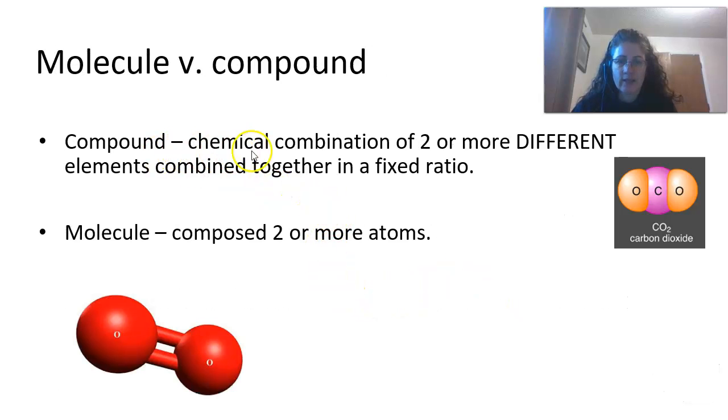So we have this idea again, just as a reminder, that a compound has two or more different atoms in a fixed ratio. A molecule is composed of two or more atoms. They're usually the same thing. So two oxygens bonded together is an example of a molecule. Carbon dioxide is a compound.